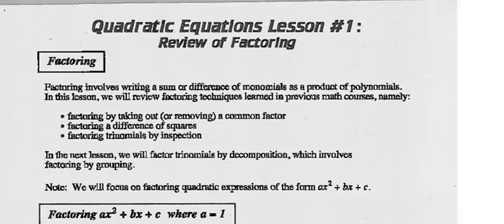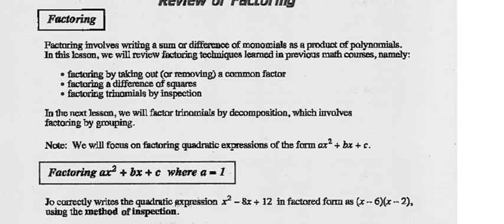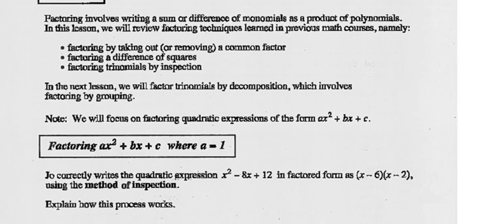Hey, Math 20-2. Today we're going to do a quick review of factoring. Recall, factoring involves writing a sum or difference of monomials as a product of polynomials. In this lesson, we're going to review factoring techniques from previous math courses, namely taking out a common factor, factoring by differences of squares, and factoring trinomials by inspection.